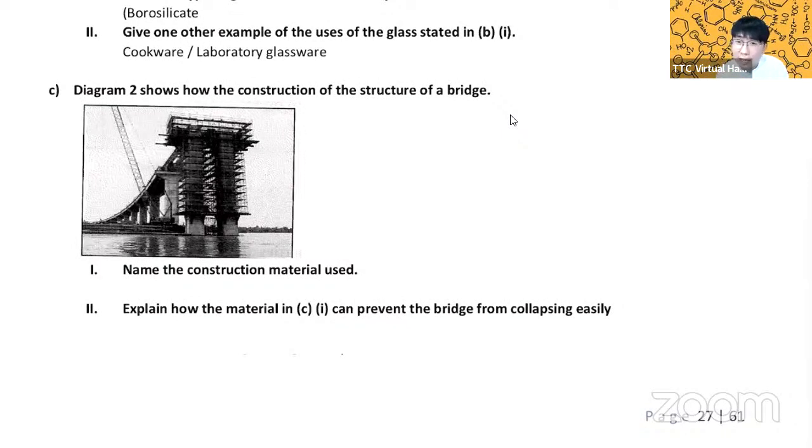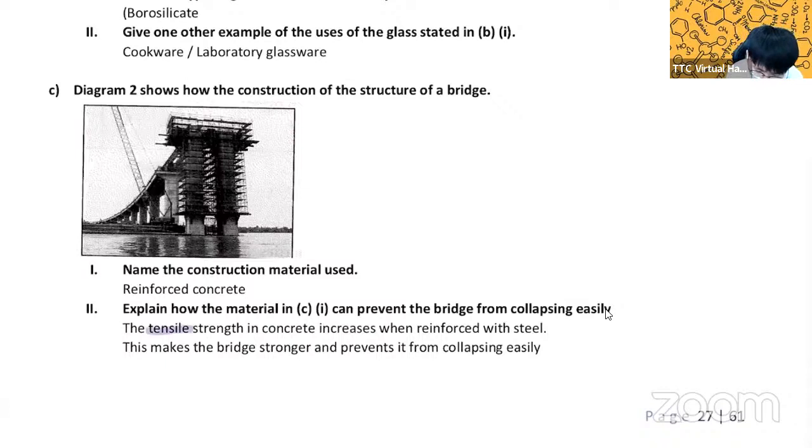Why cement and steel bar? If you talk about cement first, when it dries it becomes strong and hard, but it is brittle, meaning it cracks easily. To prevent it from cracking, we need something with high tensile strength, something that can hold it together, which is steel. Steel is a metal, and metal has high tensile strength. So the answer here is reinforced concrete. How do you prevent the bridge from collapsing easily? My keywords are: tensile strength in the concrete increases when it is reinforced with steel. It makes the bridge stronger and prevents it from collapsing easily.